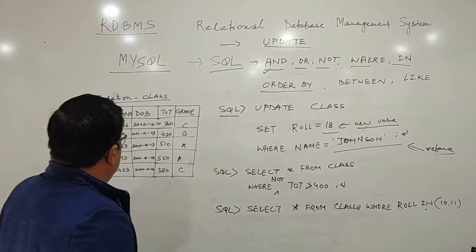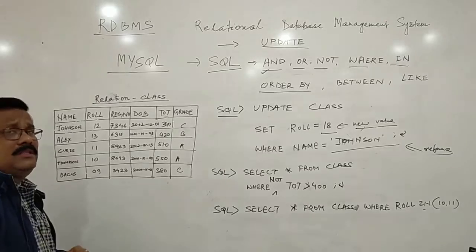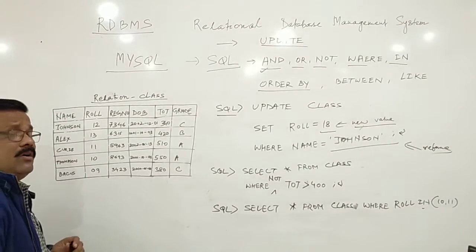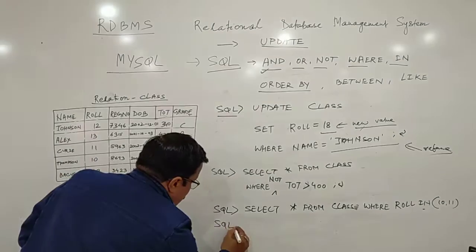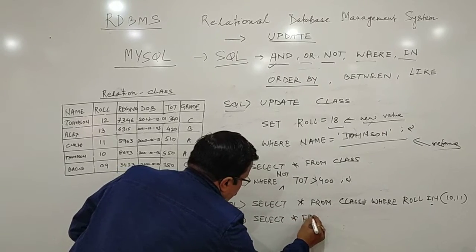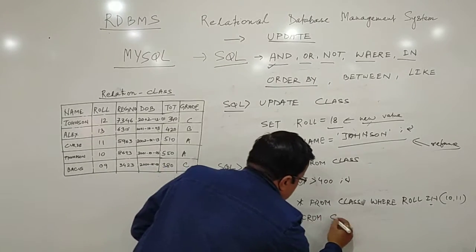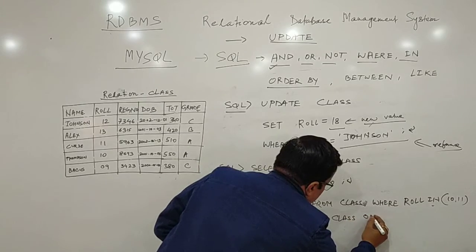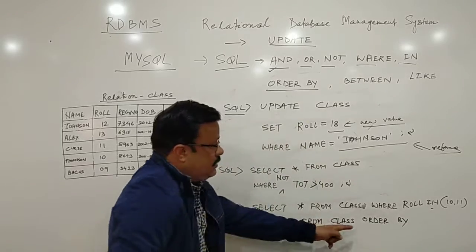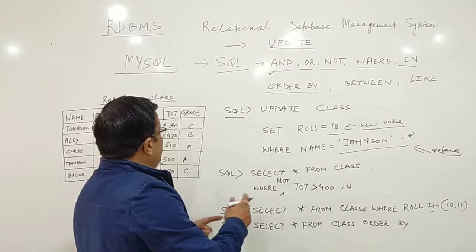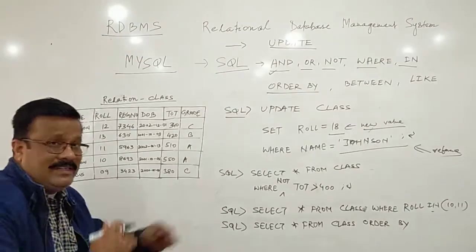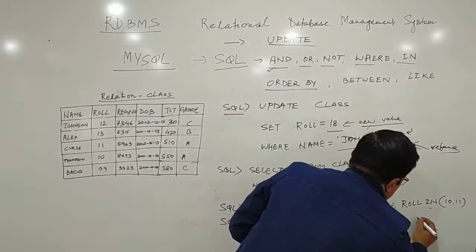So IN works like this. Next is ORDER BY. I want to display the records as per the order, either in ascending order or descending order. For that we will use ORDER BY. So what we will write here: select asterisk from class order by, then we will put the column name, the column in which we want to sort. As per that column, the records will be sorted, means arranged.